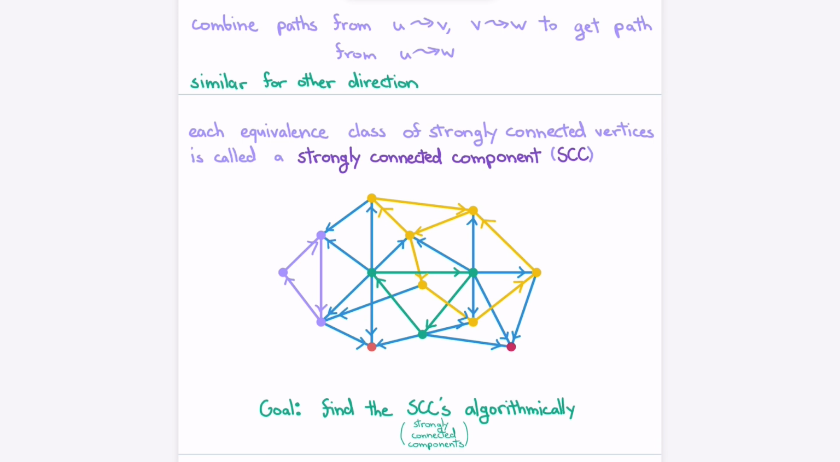So we have this triangle cycle, so they can all reach each other. This yellow part is like some union of two cycles, but they can all reach each other. The green triangle, they can all reach each other. That's another strongly connected component. And then these two sinks can't reach anybody, so they're just by themselves.